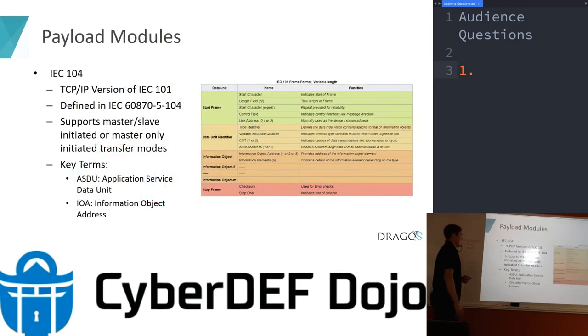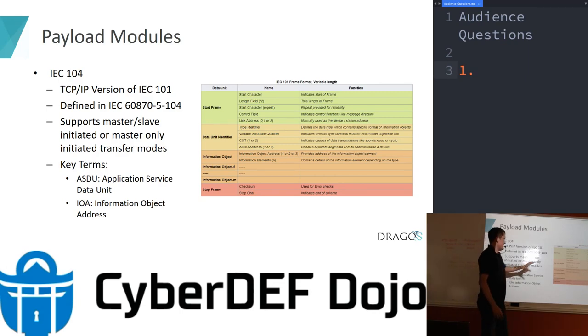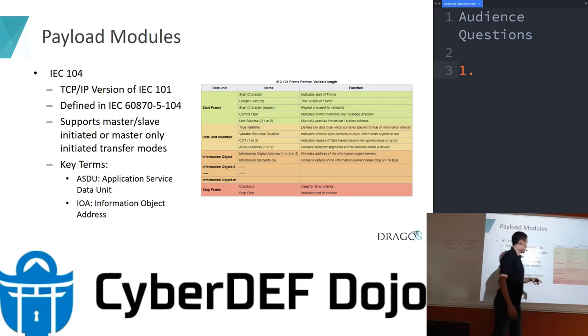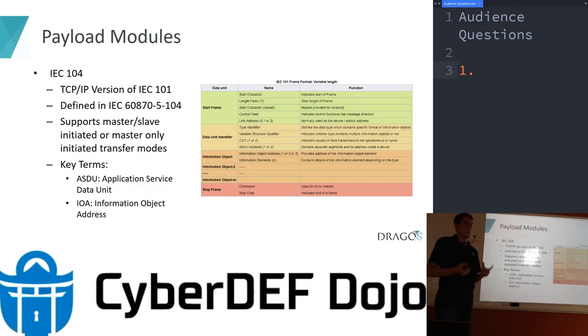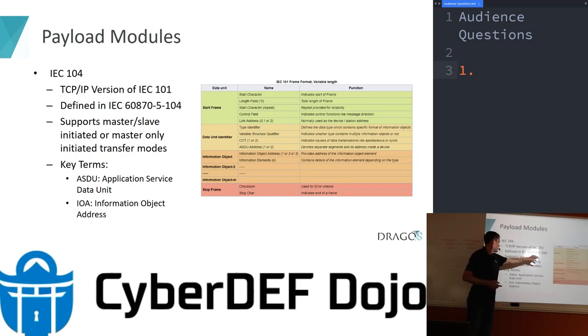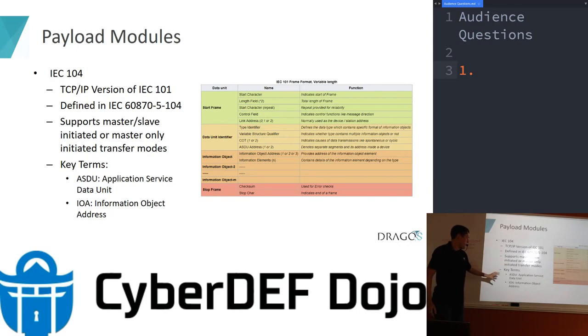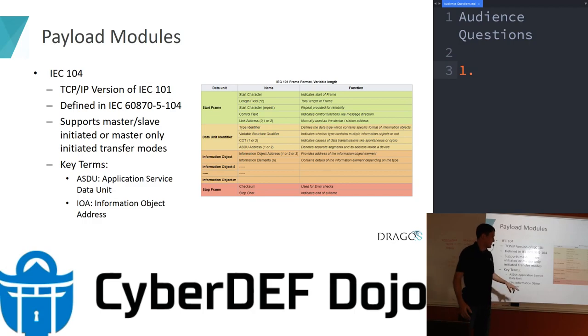So as I said, IEC 104, it's a TCP version of 101. It's not a very complicated packet. This is the 101 packet. It can either be master-slave initiated or the master can send. So this means that basically all you have to be on is either a master or slave, and depending on configuration, you might be able to do this either from the master or from the slave, depending on how it's set up. A few key terms before we get into the next part is ASDU. These are basically groups of these addresses in there, and then IOAs are registers, and so we'll see the registers flip from on or off during the demo.